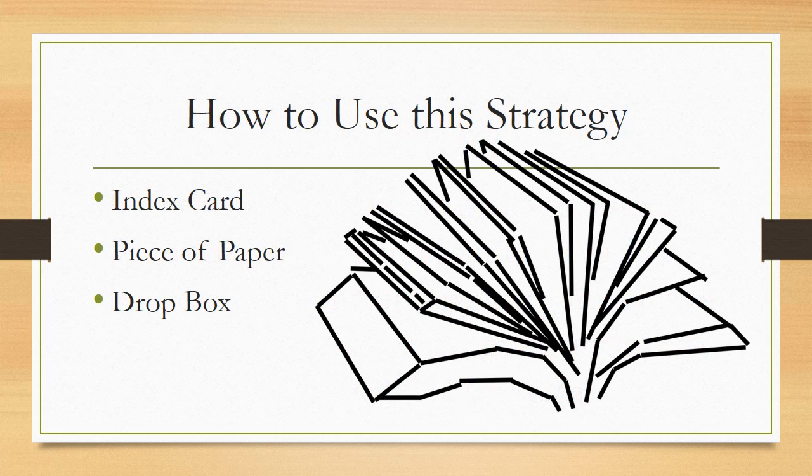One way to implement this strategy is to give your students an index card or piece of paper where they can write down which concept confused them the most during class. These cards will be collected at the end of class, either in a Dropbox or something else that you have creatively come up with.